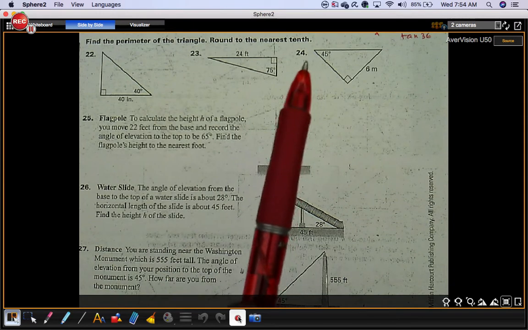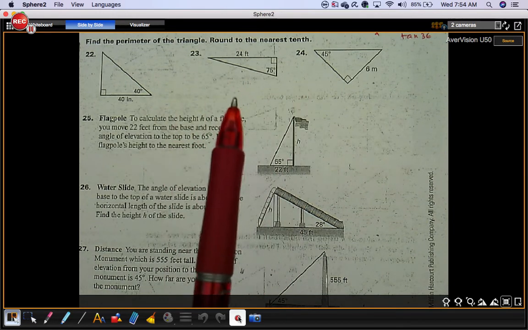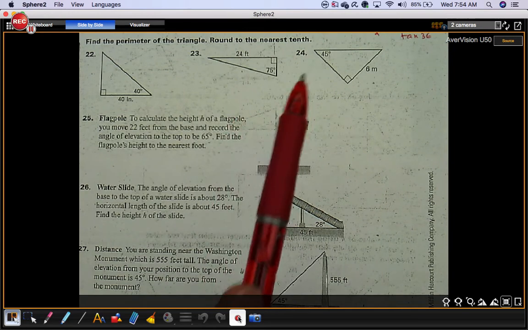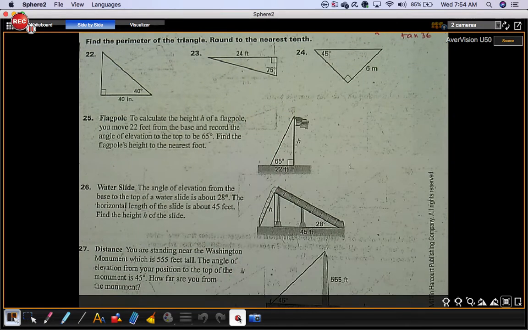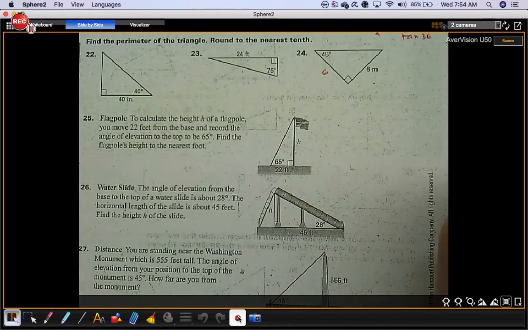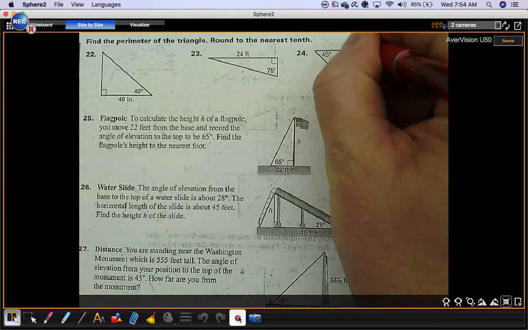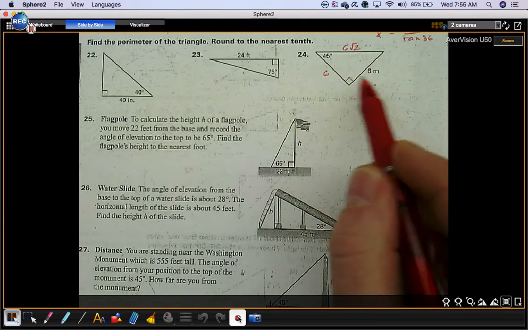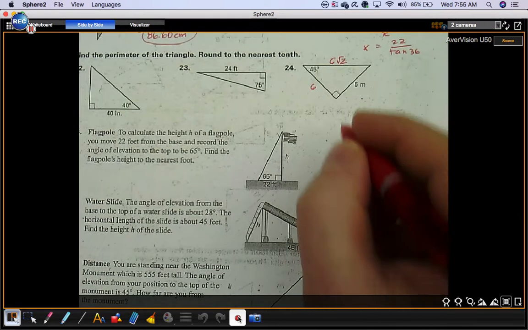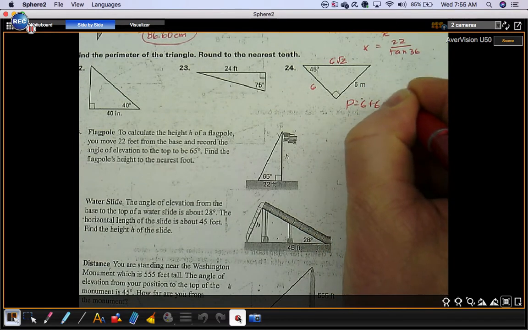Okay, so we're going to do number 24 together just because it's a little bit easier, and then we'll gradually work up to tougher ones. So it's a 45, 45, 90 triangle, so I'm not even going to use tangent. If I know one side is 6, I know the other side is 6. Those are my legs. Now my hypotenuse is 6 square root of 2. Those are my three side lengths. I need to add those together. That's my perimeter. 6 plus 6 plus 6 square root of 2.